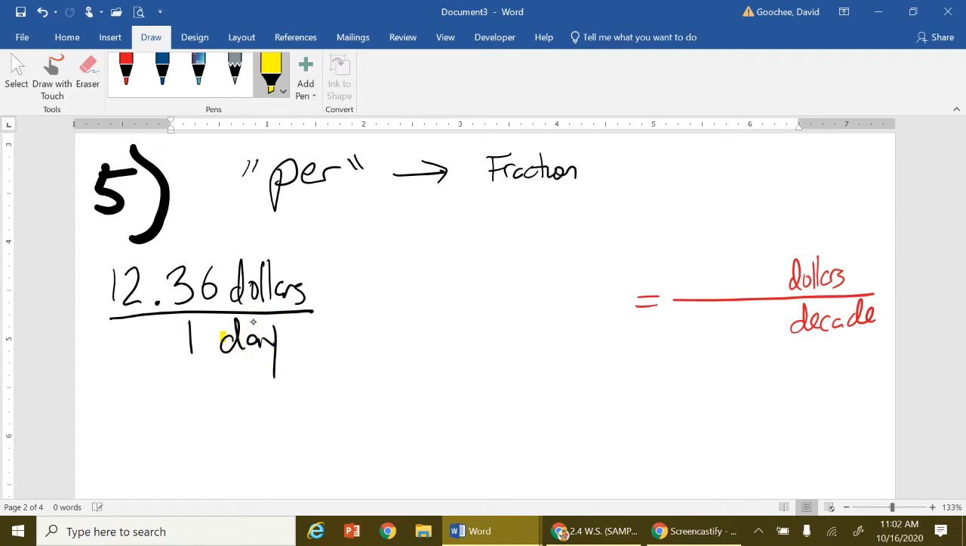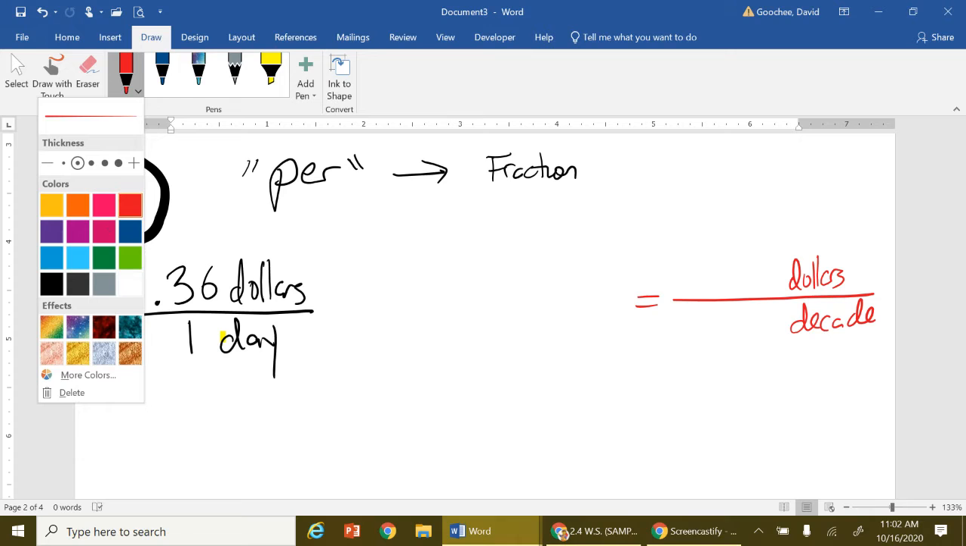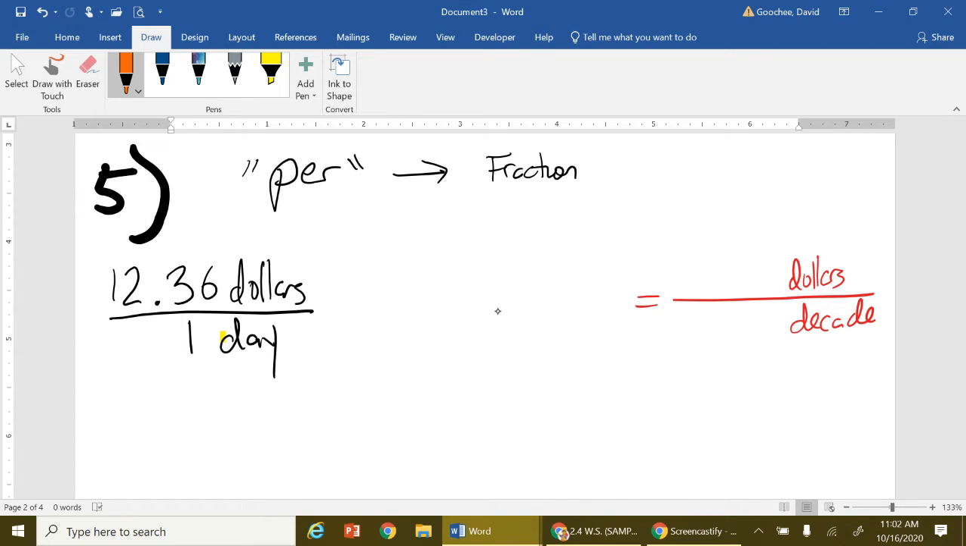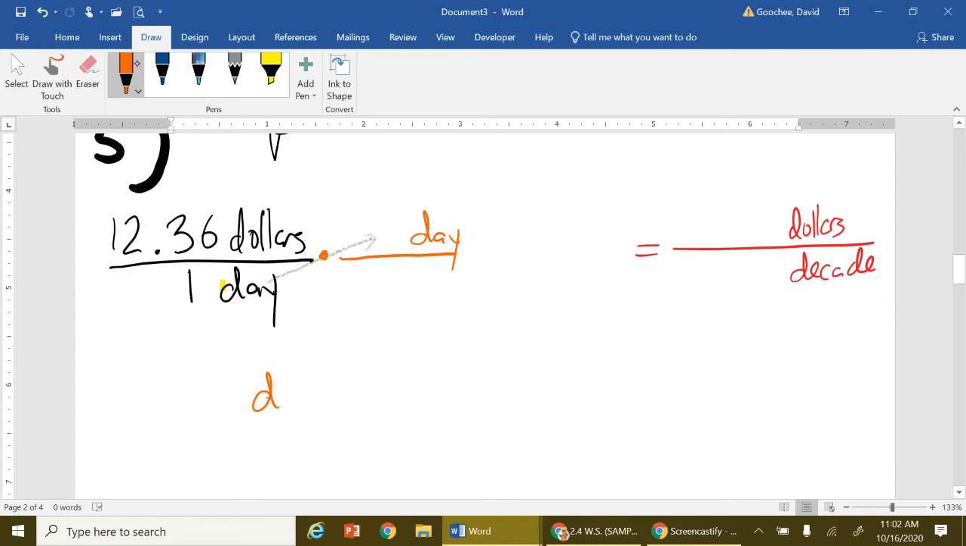This is our first problem where we are converting a value on the bottom of a fraction. Check it out. Now, it's not that hard, folks. It's the same deal. We want to get rid of day, and so we have to put it on the opposite side of this fraction, which means that if day is on the bottom, we have to put day on top.